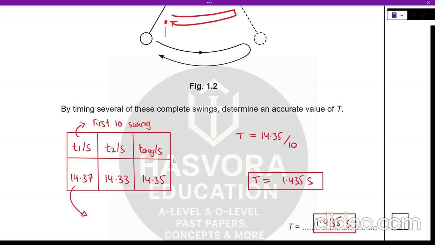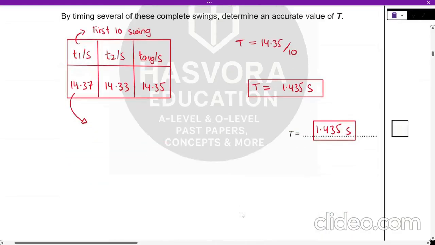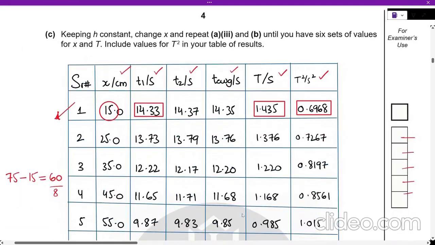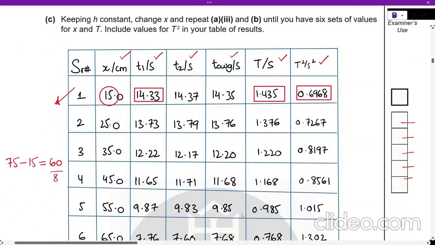As I told you earlier in the video on practical tips, you have to take the reading to the precision of the instrument. Like I have taken 14.37 as my stopwatch gave two decimal places, but when you are calculating the time period, you then maintain the significant figures, so it becomes 1.35 seconds. I hope it's clear. Now let's move on to part C.